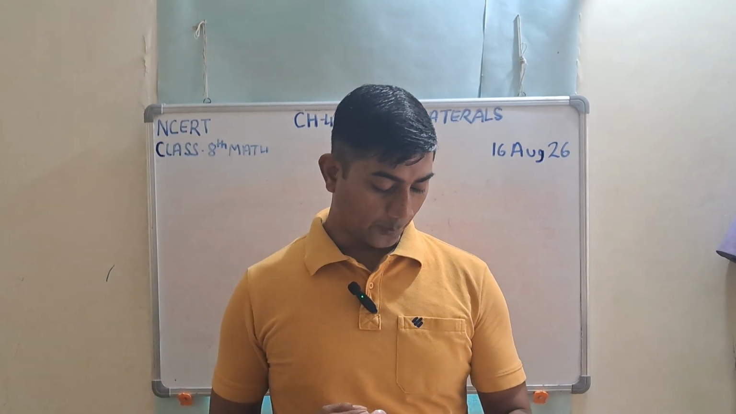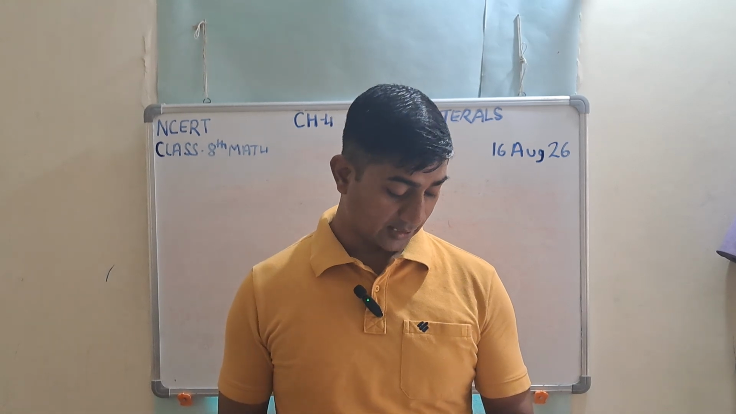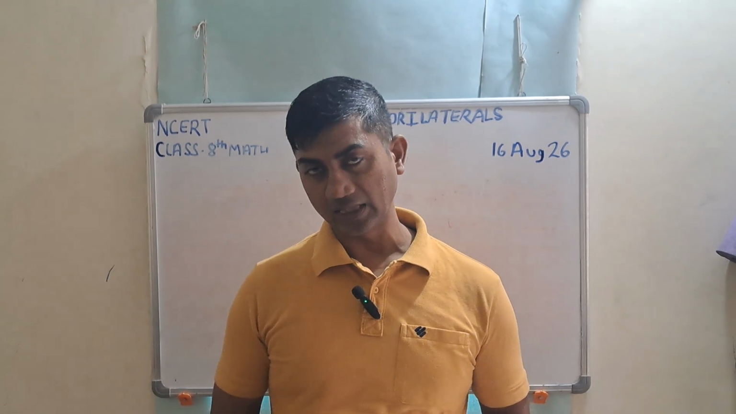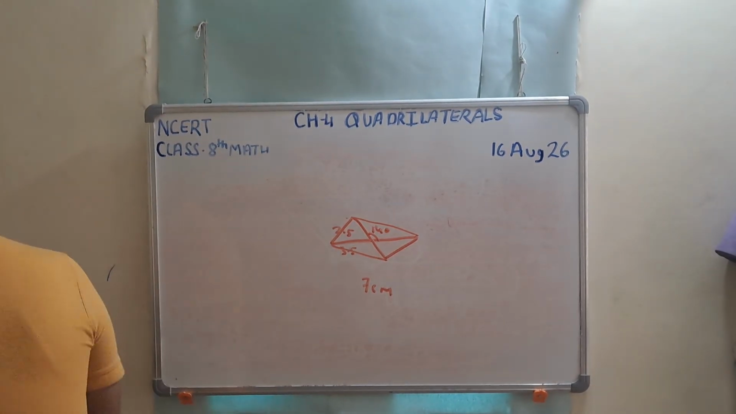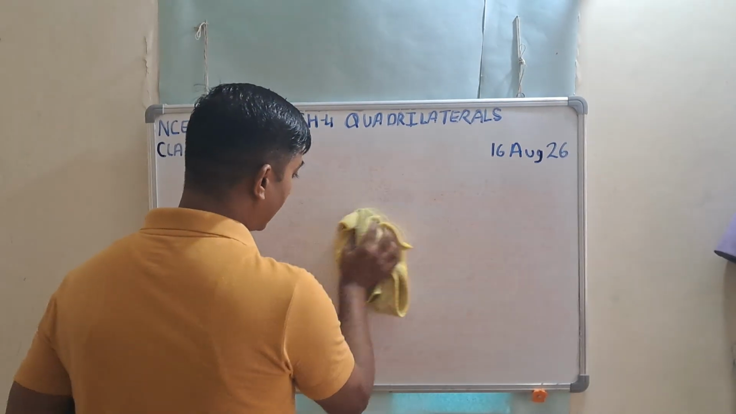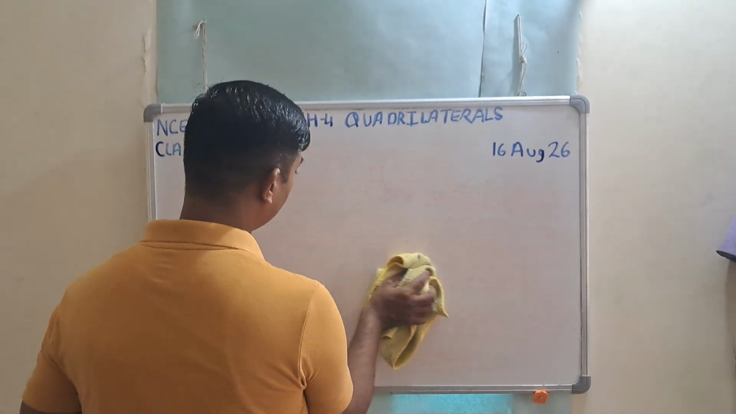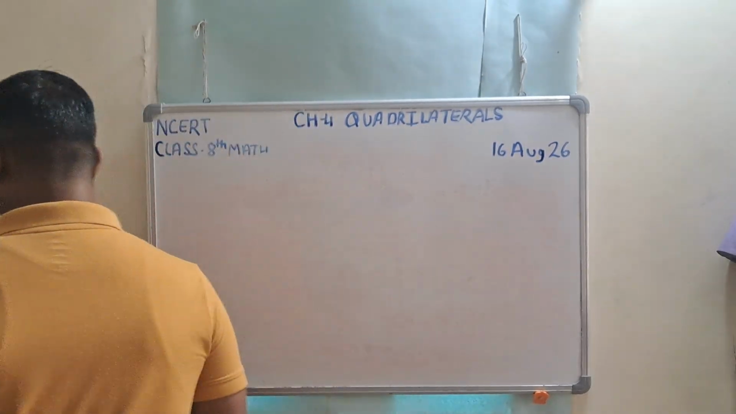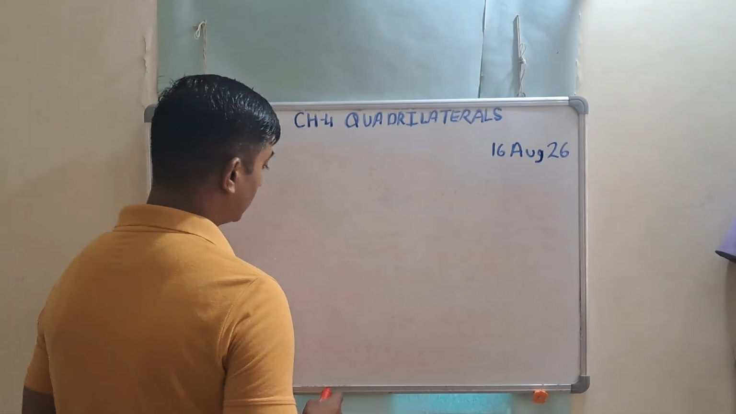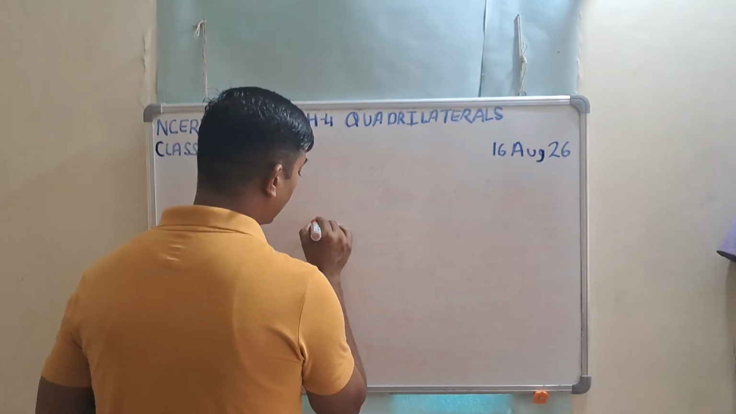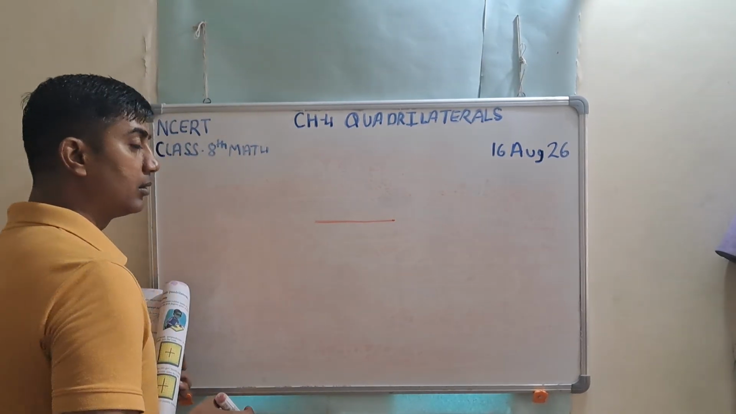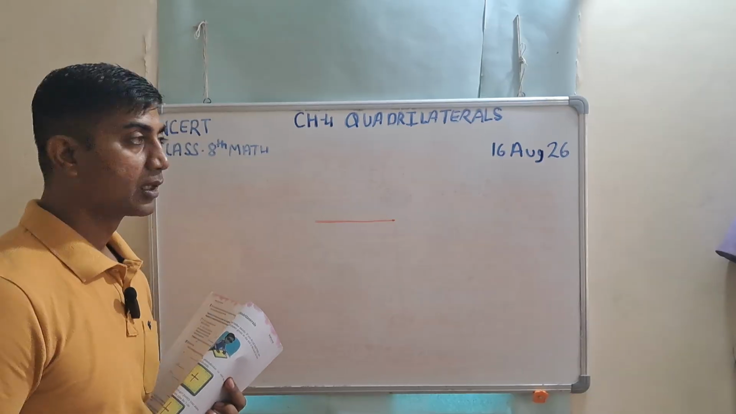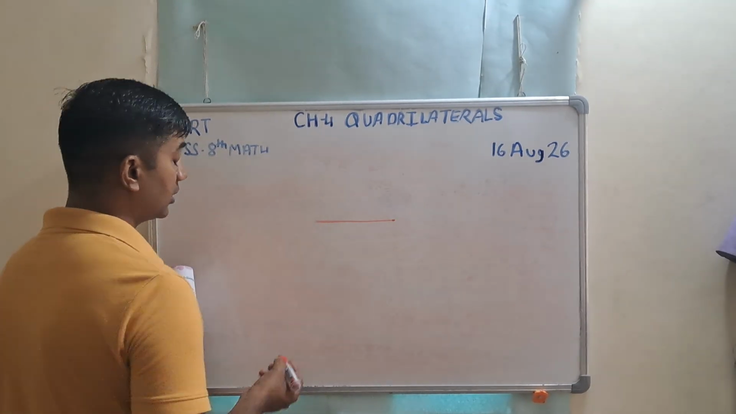Now using the diagonal property, construct a rhombus whose diagonals are 4 centimeter and 5 centimeter. Now we have to draw the diagonals of the rhombus. We know that the diagonals of the rhombus are perpendicular to each other. Understood? So draw a 5 centimeter line. Now you can draw this with the help of your protractor and compass.